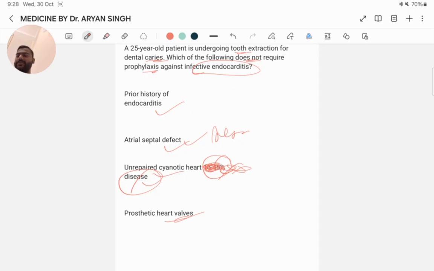In patients not allergic to penicillin, we need to give 2 gram of amoxicillin orally 1 hour before the procedure. Another option is to administer 2 gram of ampicillin intravenously or intramuscularly 30 minutes before the procedure. Prophylaxis is not advised for genitourinary tract procedures. It is recommended that skin or genitourinary tract infection be treated before undergoing a procedure at this site.